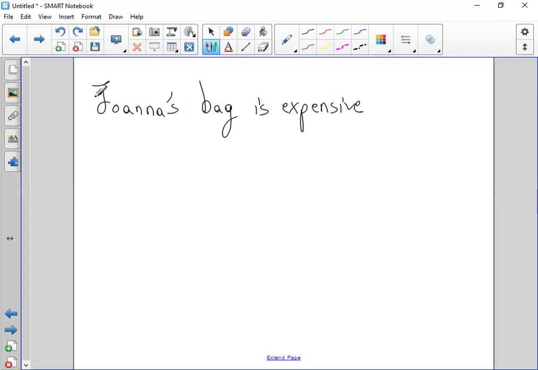So here I am not talking about Joanna, I am talking about the bag actually. Joanna's bag. Whenever we are using an apostrophe, the word after that belongs to that particular thing. Like Joanna's bag, so the bag belongs to Joanna. Or we can say the bag of Joanna, like that.